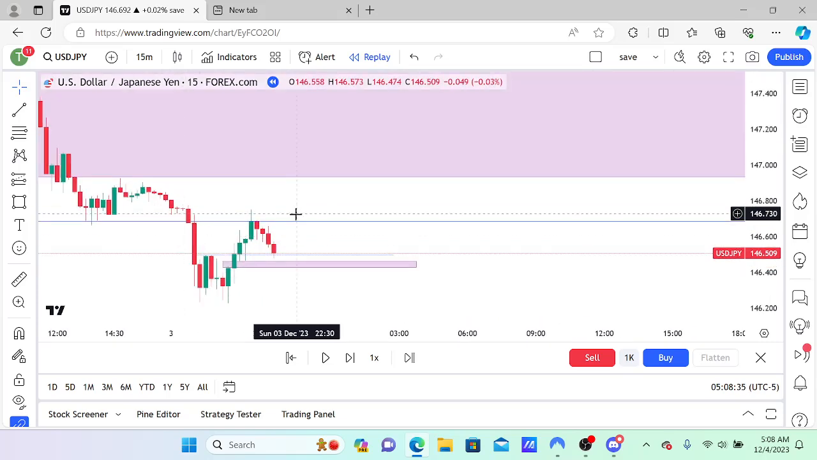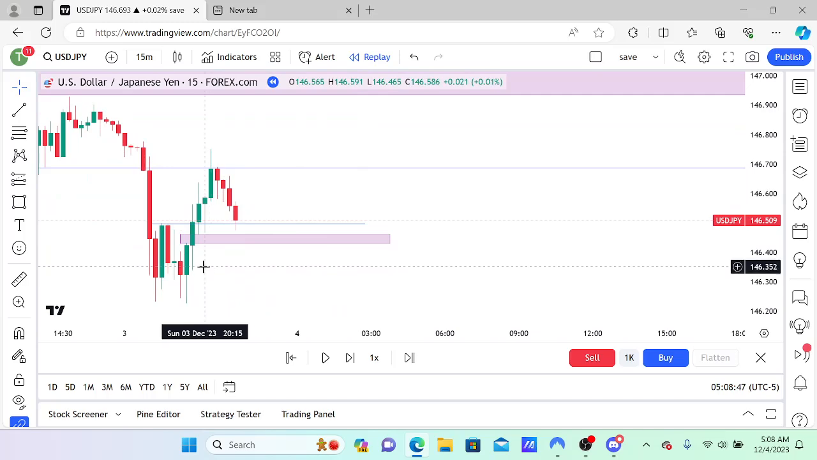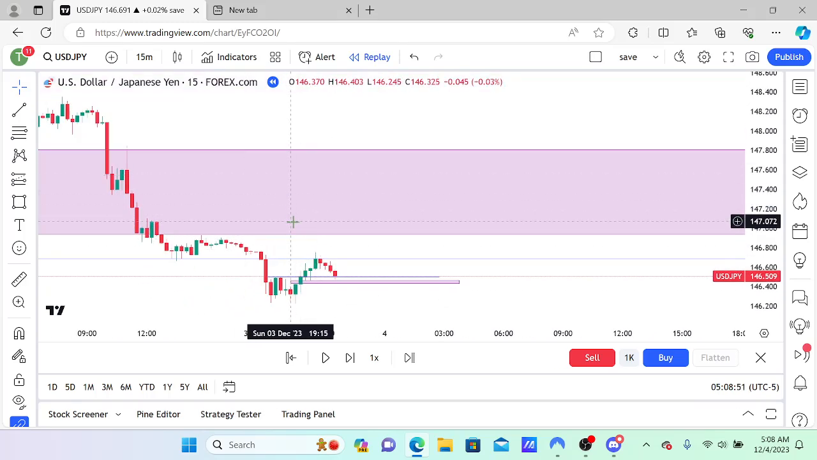Remember, it's the same exact thing I was talking about earlier. You've got the draw on liquidity up above, being this imbalance. That's your internal range liquidity. You already took out external, left behind internal. This is now a draw on liquidity. And then you can utilize the lower time frame change in trend to capitalize on the inefficiency in price.